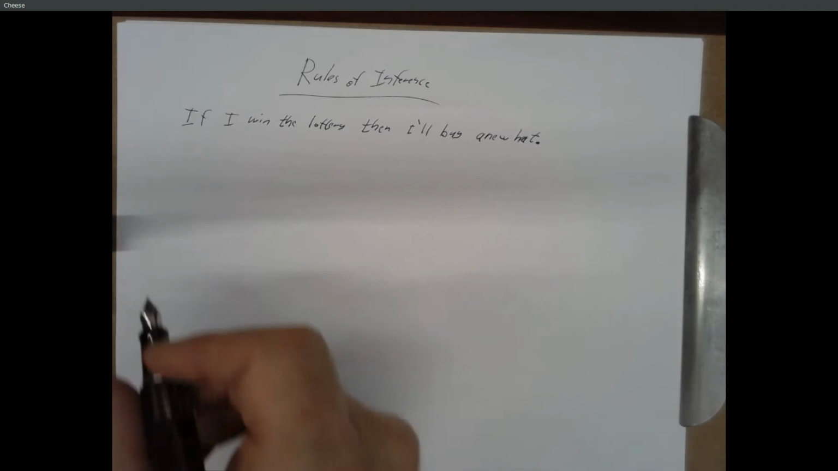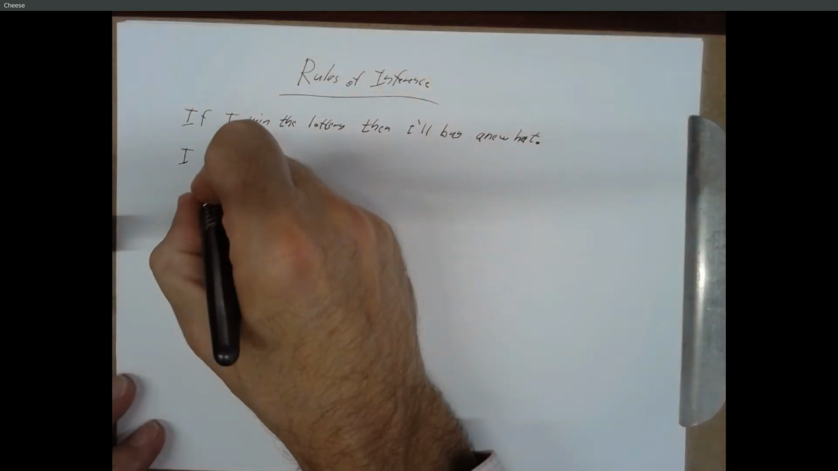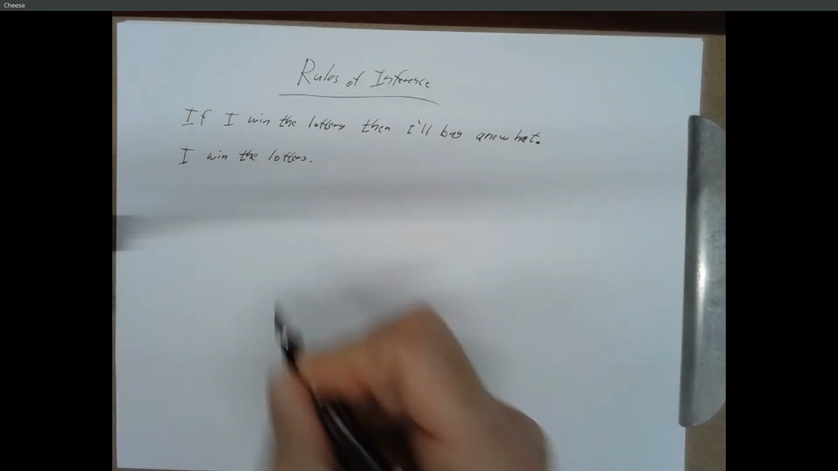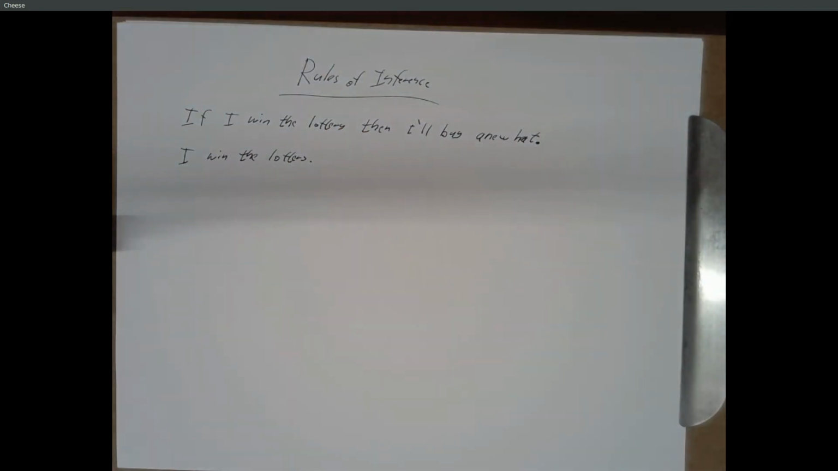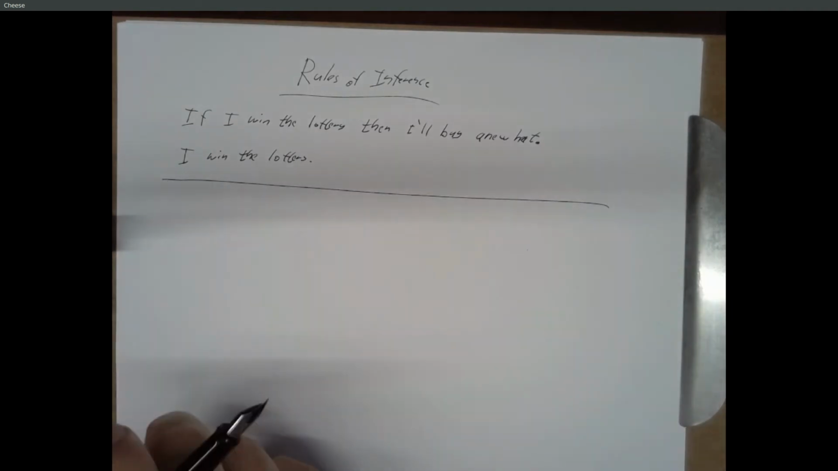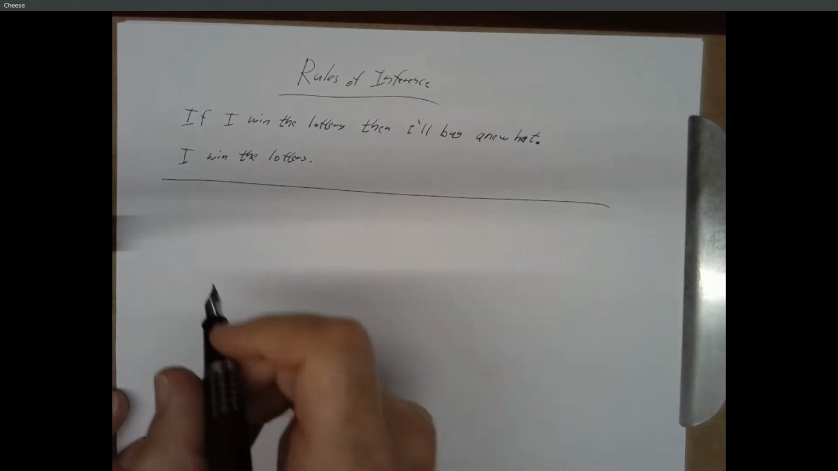I'm going to give you another true statement, which is I win the lottery. Should say I won, but I win. I did get a winning lottery ticket though for $5 about 2 years ago, so I'm on my way. Okay, if I win the lottery, then I'll buy a new hat. That's the first statement. That's true. Second statement that's true: I win the lottery. Can we conclude anything from these two statements taken together? What can we conclude? I'm going to buy a new hat.